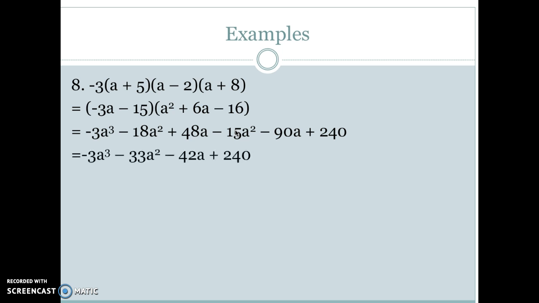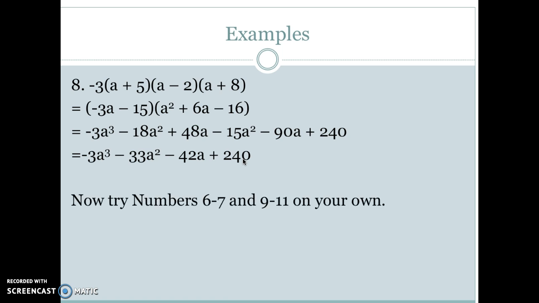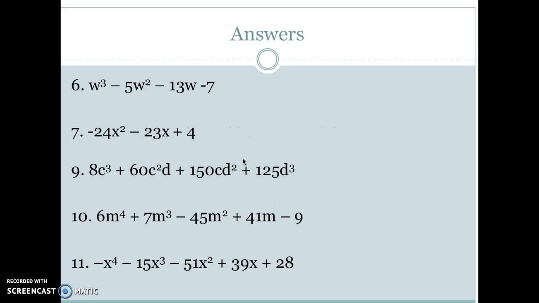Go ahead and combine like terms and arrange them in standard form with your exponents in descending order. And your answer should be negative 3a cubed minus 33a squared minus 42a plus 240. Now try numbers 6 through 7 and 9 through 11 on your own. Go ahead and pause the video while you do that. Here are the answers for those problems.